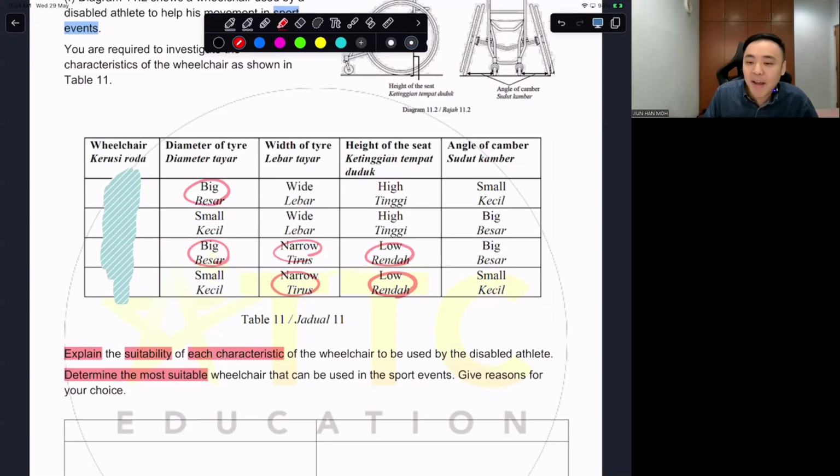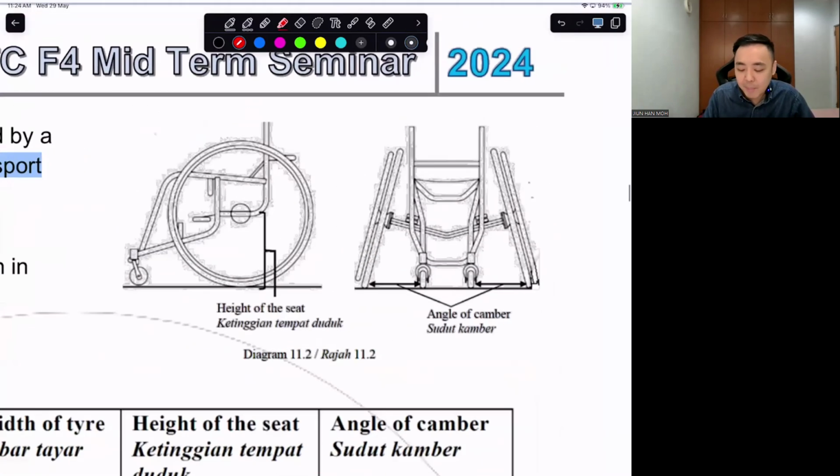Okay. Next, what about the angle of camber? Now, a lot of people ask one, what's this camber thing? Simple. Look at this.